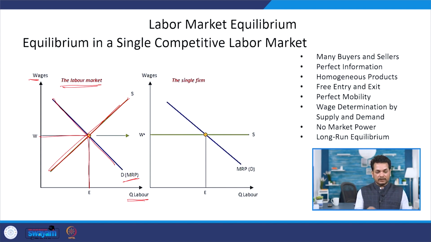So, at this point there is no excess demand or excess supply. So, this is decided in the labor market. Each individual farm accepts this wage rate because they do not have the capacity to influence it. So, at this going wage rate, all the workers are ready to supply their labor to this particular farm.